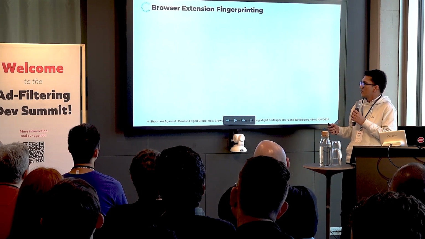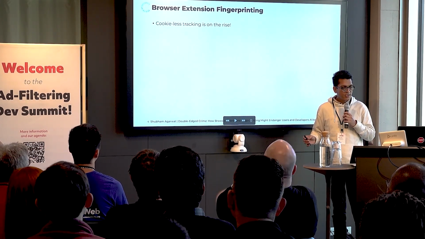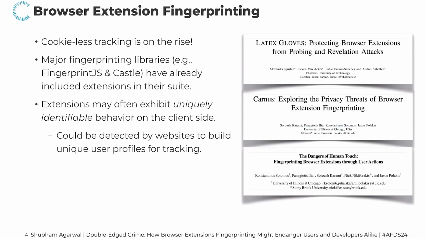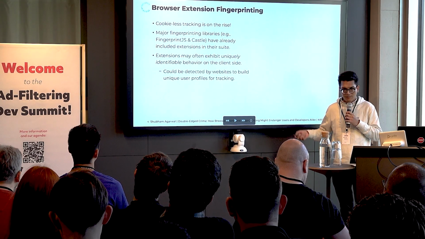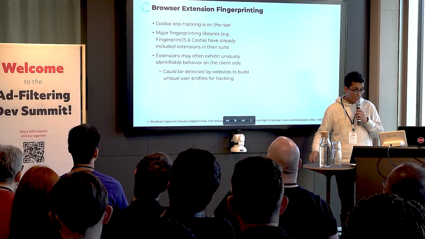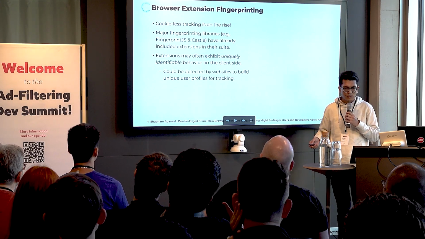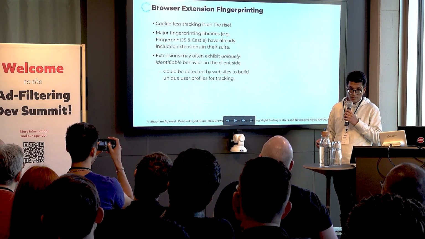Why? Well, there has been some uncertainty around cookie-less tracking, or third-party cookie deprecation. So cookie-less tracking is on the rise. And apparently, many tracking libraries like FingerprintJS and Castle have included extensions in their suite to track extensions and then eventually users for whatever reasons. Well, we know that extensions can behave differently on the client side. They can exhibit different sorts of behaviors. And these behaviors could eventually be used to track users. How do we know about this?